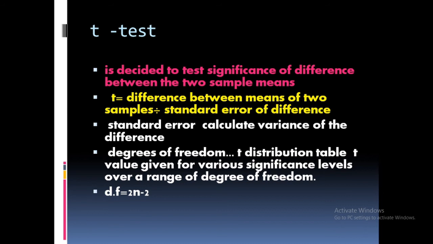By calculation you get another value of t. That is, t equals difference between means of two samples divided by standard error of difference. That is your calculated value t. Now you compare the table value, taking the degrees of freedom and the level of significance. At a certain level of significance you will get a table value. So compare the table value with the calculated value. That is how you will assess this.